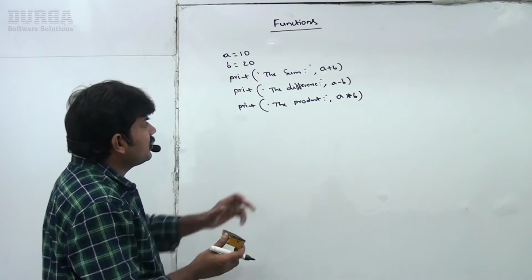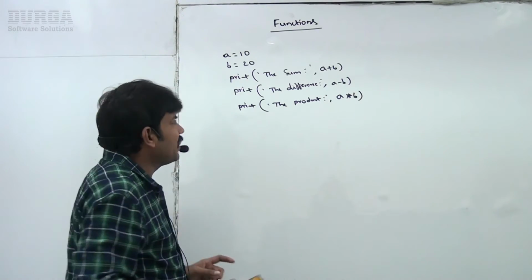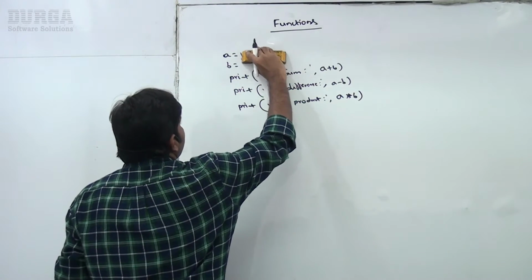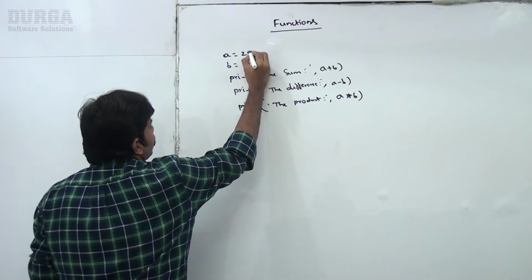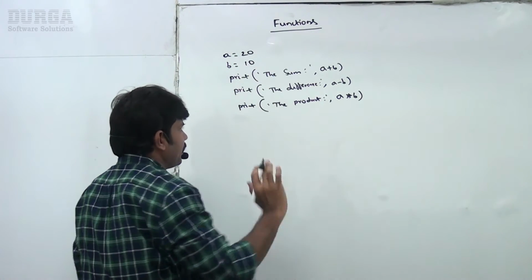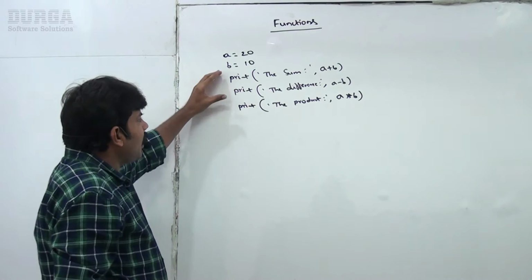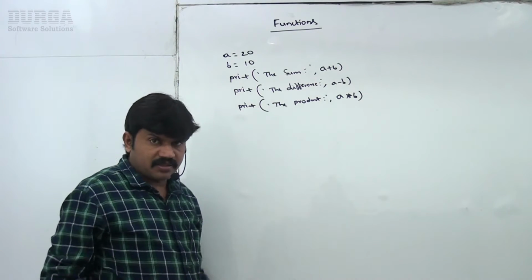Sir, here observe, for a minus b I don't want to see a negative value, that's why I'm taking a as 20 and b as 10, right? Now after some time, happily it's going to print the result.